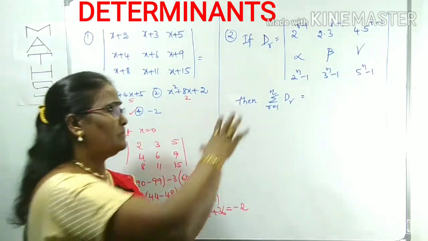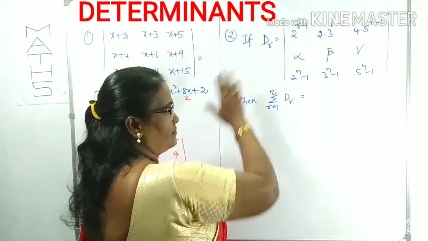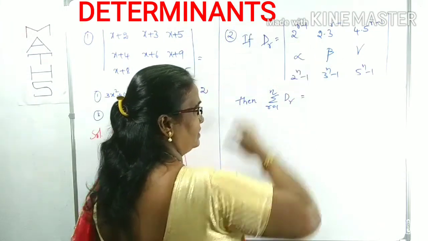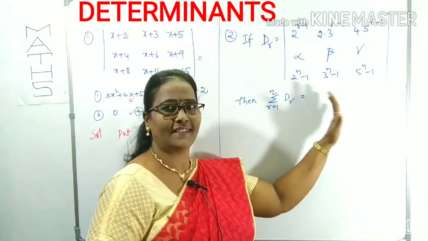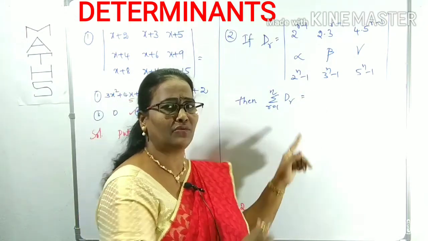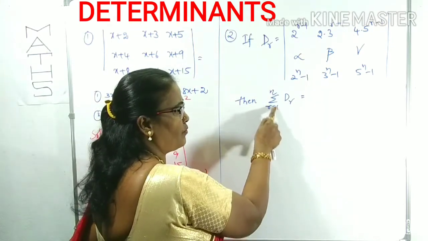Here the determinant is given in the form of some D r, with entries like 2 power r minus 1, 2 into 3 power r minus 1, and so on. What is he asking? He is asking sigma D r, which means the summation of this determinant where r varies from 1 to n.